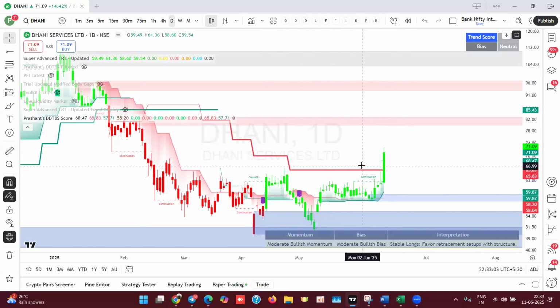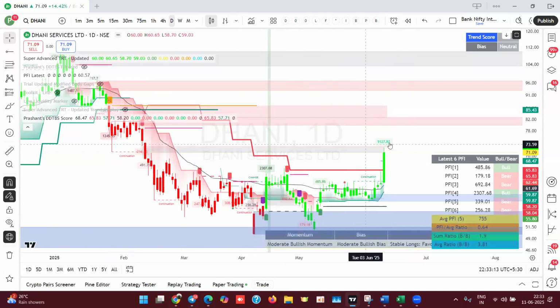It has closed above both bands and it gave a target, having a very high PFI. Tomorrow it will have a PFI. Let us check tomorrow. Today it is 9,000, so expected PFI is 9,000. Tomorrow it may increase or it may decrease, depending on how the low of tomorrow's candle is. But definitely it will show a very high PFI.